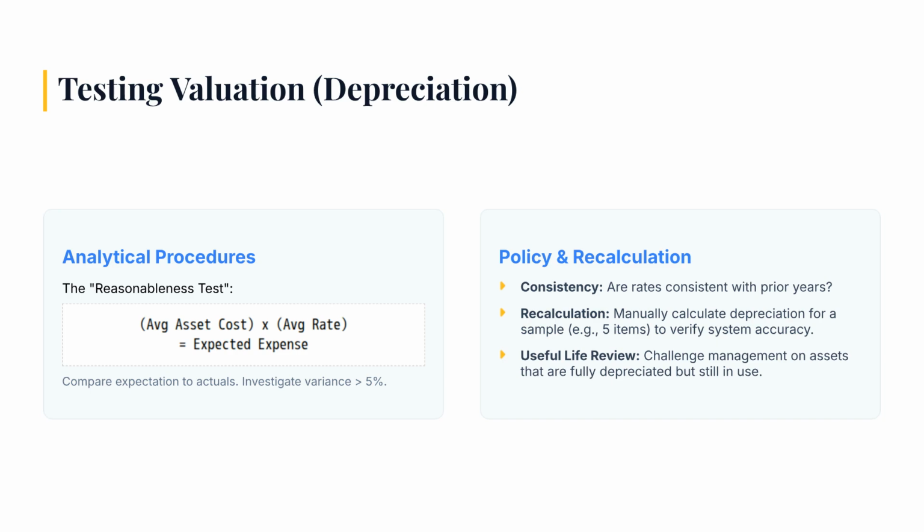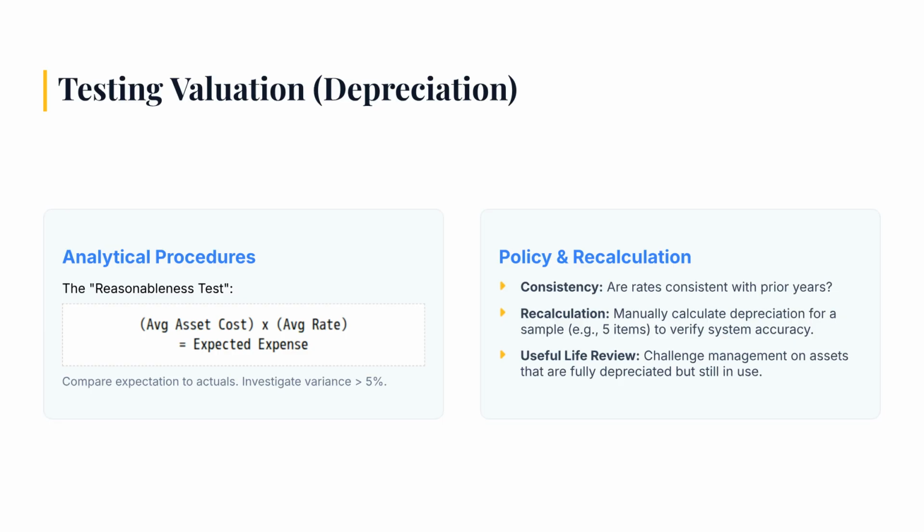Next, we test valuation. Is the math right? We rarely recalculate every single asset. Instead, we use analytical procedures. If the client has $10 million in machinery and they depreciate everything at 10% straight line, the expense should be roughly $1 million. The test. If the client records only $500,000 in expense, something is wrong. They might have stopped depreciating assets to boost profit.